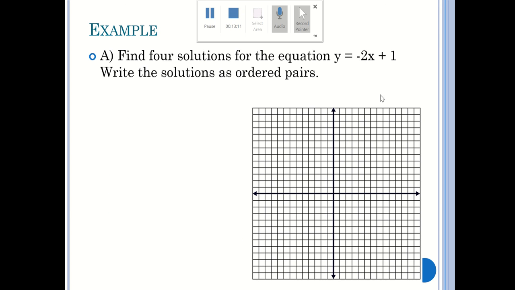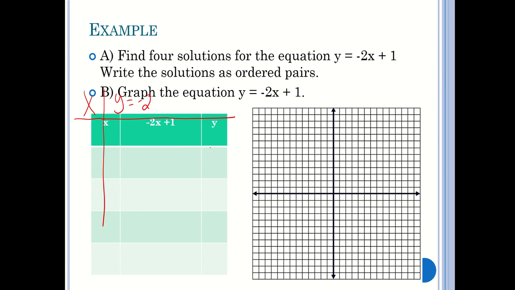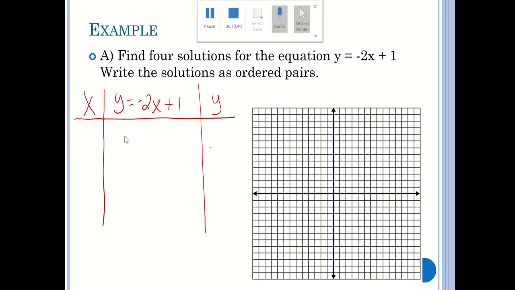All right, very good. Let's try one more here. Find 4 solutions for the equation y equals negative 2x plus 1. Like we just did, please create a table. So I would advise you to create the table like I did, x, and then in the center here we have y equals negative 2x plus 1. Excuse me, let's go back. Negative 2x plus 1. And then you're going to have your y column as well. So I would advise you to do it this way, but make sure you are writing this out and actually graphing this. All right, pause the video now and find 4 solutions for that equation.